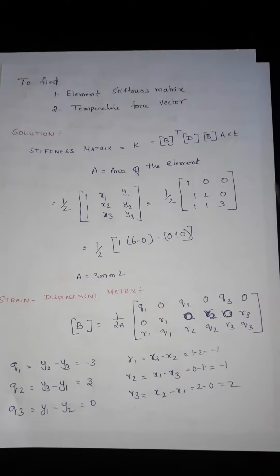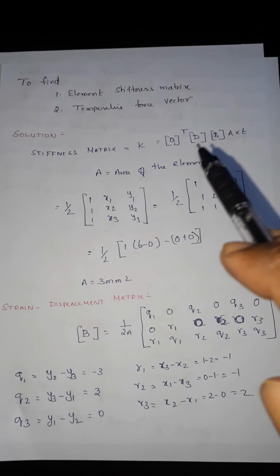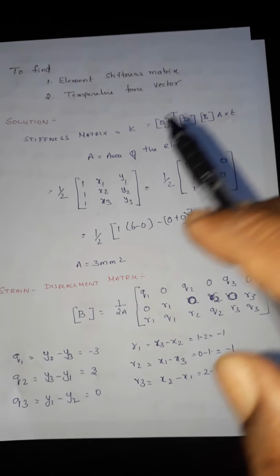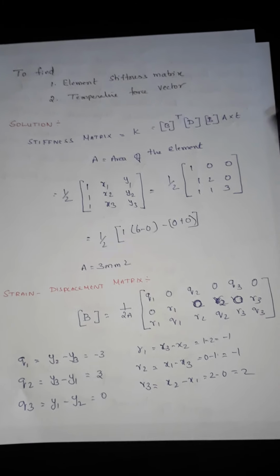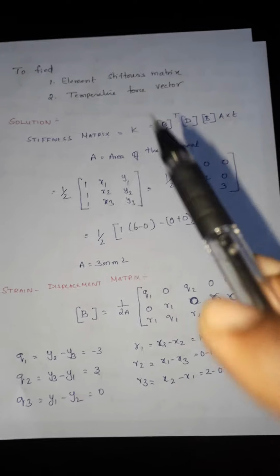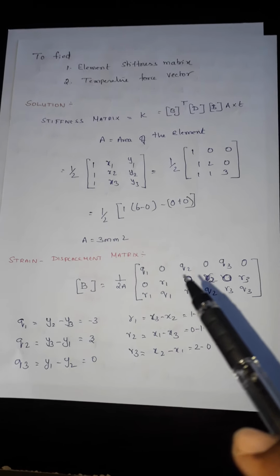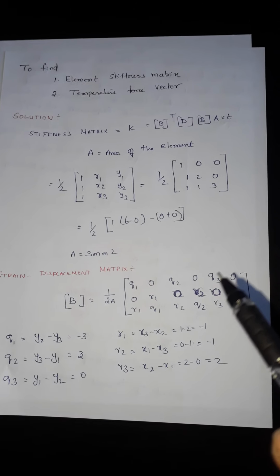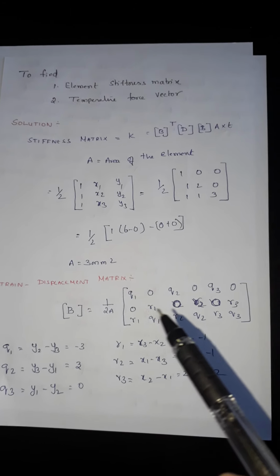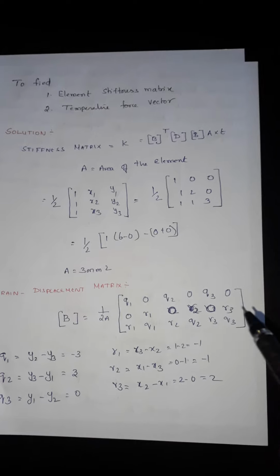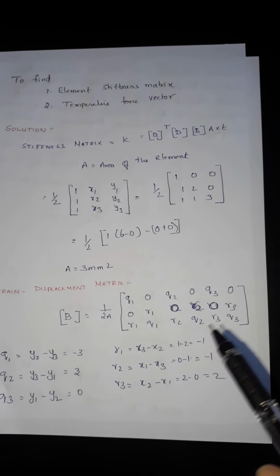Now for the stiffness matrix, it is B transpose D B, A into T. We have to find D and B, but you must multiply them in order. That is the important thing. B is 1 by 2A times the matrix Q1 0, Q2 0, Q3 0; 0 R1, 0 R2, 0 R3; R1 Q1, R2 Q2, R3 Q3.